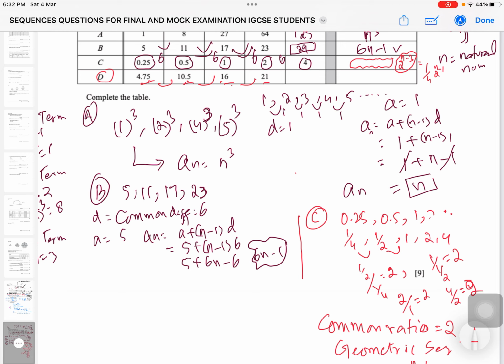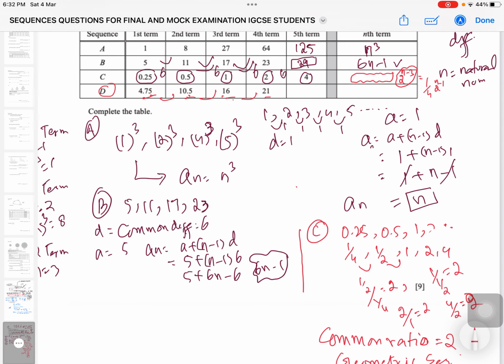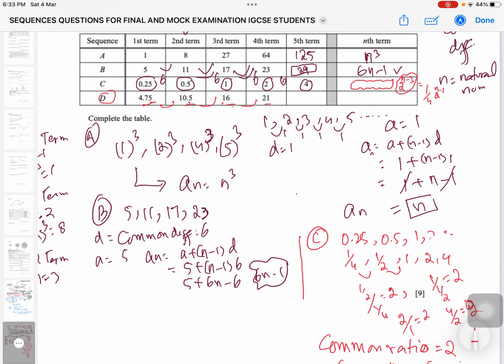Now do one more thing. We teachers always advise students to check first A, B, C, D. Check whether there is something like a difference of two sequences, or a multiplication of two sequences. Is it giving us D or not? For example, get the difference of these two sequences. 5 minus 0.25 is what? 4.75. 11 minus 0.5 is 10.5. 17 minus 1 is 16. 23 minus 2 is 21.